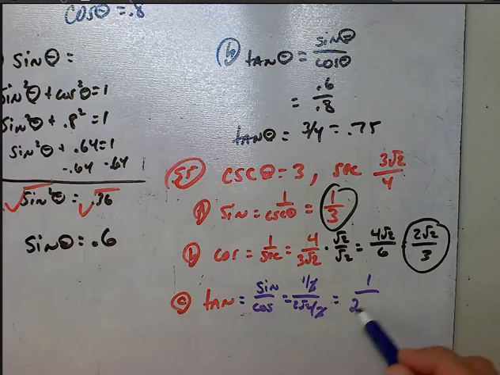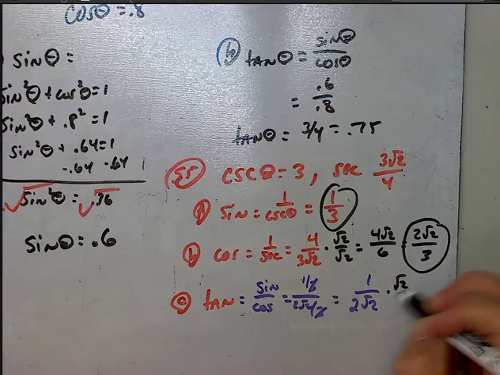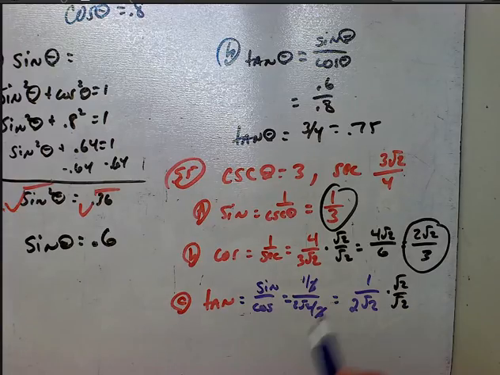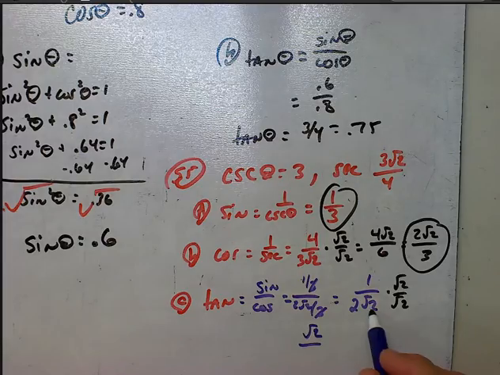And we know from experience we have to multiply top and bottom by the square root of 2. And that's going to give me square root 2. Square root 2 times square root 2 is 2. Times that 2 is 4. Your final answer is square root 2 over 4 for the tangent of theta.